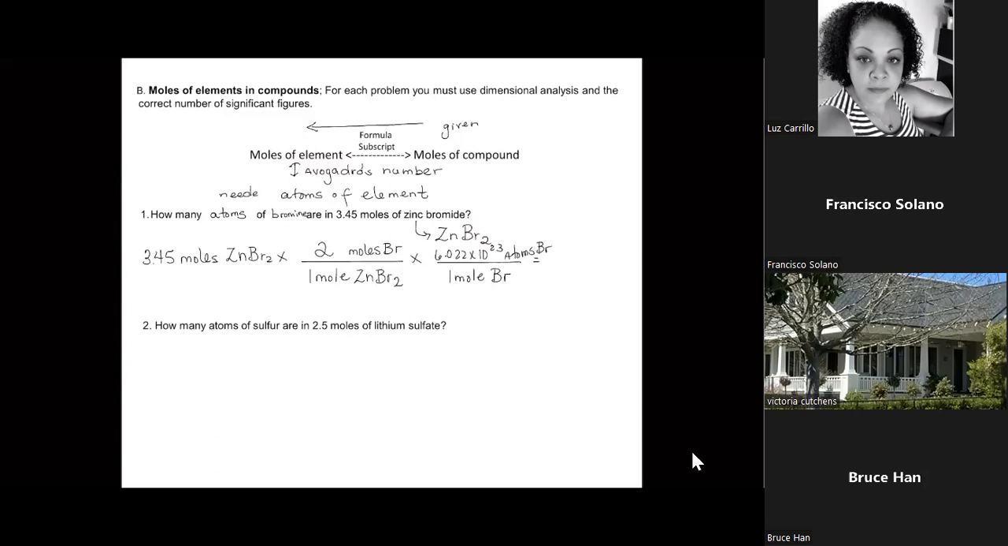To complete this problem, I'm going to do 3.45 times 2 times 6.022 times 10 to the 23rd. I need to round this value to 3 sig figs. So what value do you guys get? Excellent. That's what I got also. 4.16 times 10 to the 24 atoms of bromine are in 3.45 moles of zinc bromide. Okay.